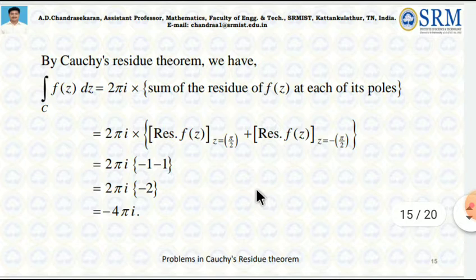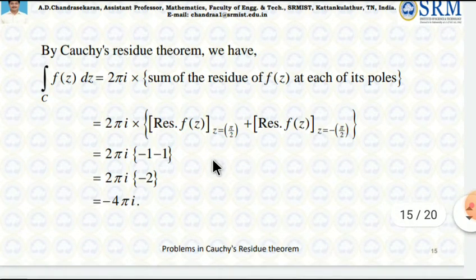So by using Cauchy's residue theorem, 2 pi i into the residue of f of z at z equal to plus pi by 2 plus residue of f of z at z equal to minus pi by 2. That means minus 1, minus 1, minus 2. Minus 2 into 2 pi i is minus 4 pi i. Okay. Let us move on to the last model, the fourth model.